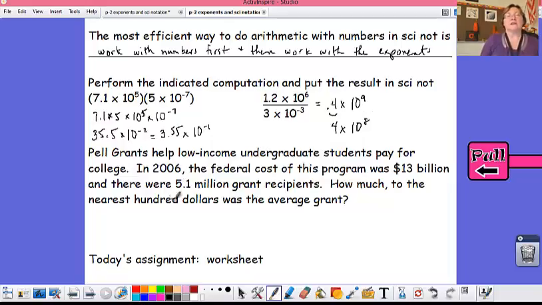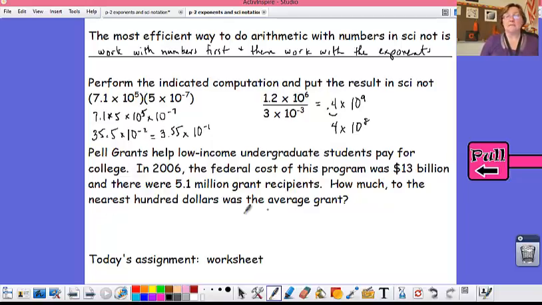Good. We've got one word problem today that has to do with scientific notation. Pell Grants. I applied for Pell Grants. They help you to get to college, folks. In 2006, the federal cost of this program was $13 billion, and there were 5.1 million grant recipients. And then it says how much to the nearest 100 was the average grant.